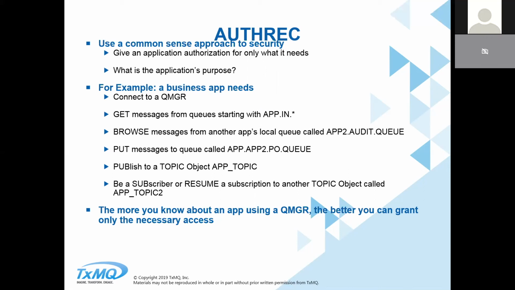So this is kind of like an application inventory, to say, who is using my queue manager and what are they using it for? This is where you can work out what access that application needs. Nowadays, just as important as any type of cybersecurity, you want to make sure that they have the appropriate authorizations. You don't want one application to put messages onto a queue that it's only meant to get messages off of, as an example. The more you know about an app using a queue manager, the better you can grant only the necessary access.